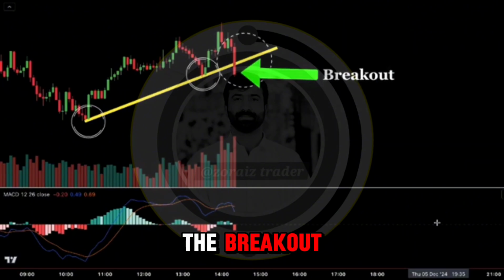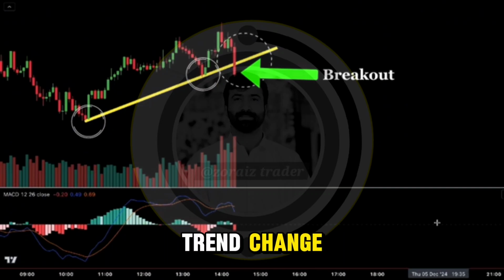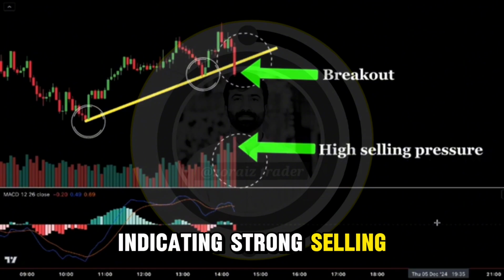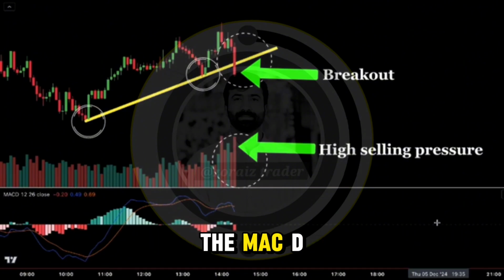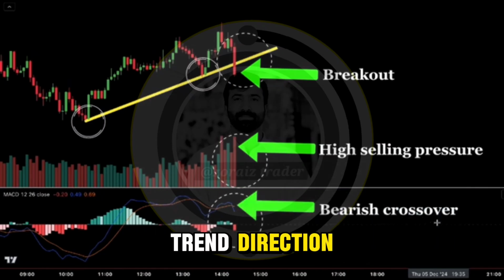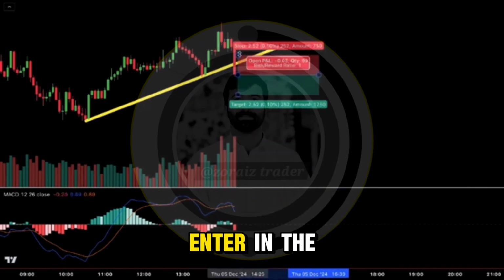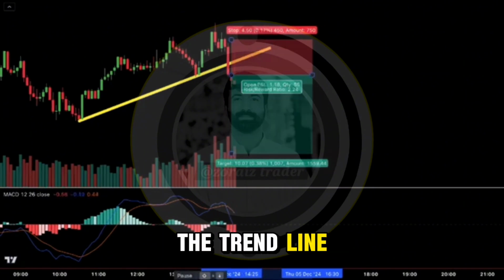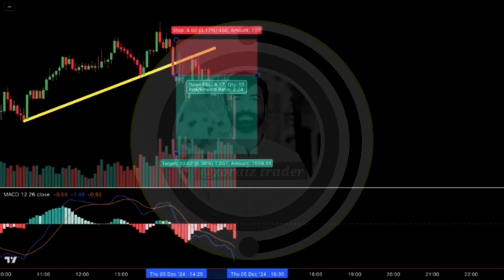Wait for the breakout. Observe for the price to break through the trend line, signaling a potential trend change. Check for confirmation, such as high volume indicating strong selling or buying pressure. For added confluence, use indicators like the MACD crossover to verify the trend direction. Once confirmation is established, enter in the direction of the breakout. Place the stop loss just beyond the trend line.